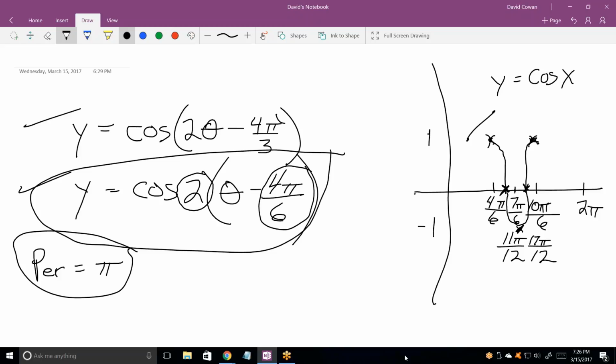In other words, by starting with the phase shift and figuring out what the period is, I can figure out where to start my curve and where to end it and quarter it up. And I just draw a cosine curve through all the appropriate points.